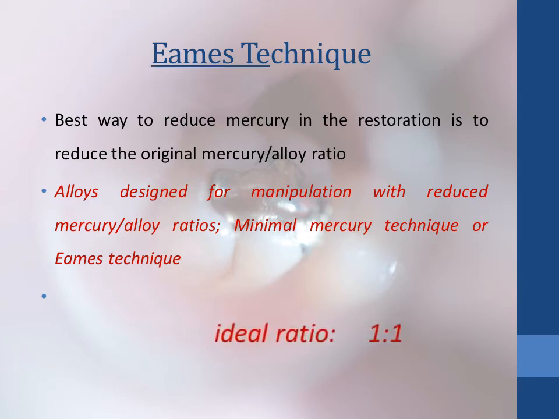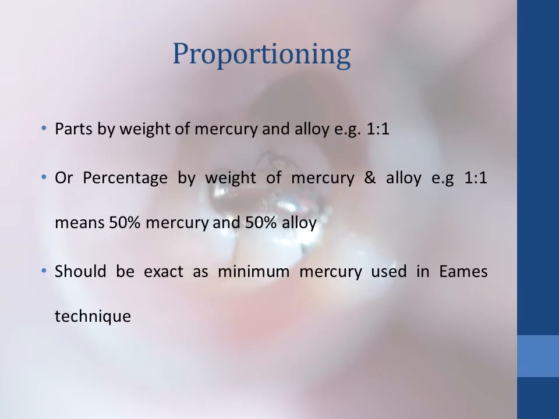So firstly, let's start with the manipulation, the steps. The first step would be the proportioning. What do you mean by proportioning? When you take out your mercury and alloy and you measure or weigh it. Parts by weight is 1 is to 1, or percentage is also 1 is to 1, which means 50% mercury, 50% alloy, exactly as suggested by Eames, that the minimal mercury technique be used.